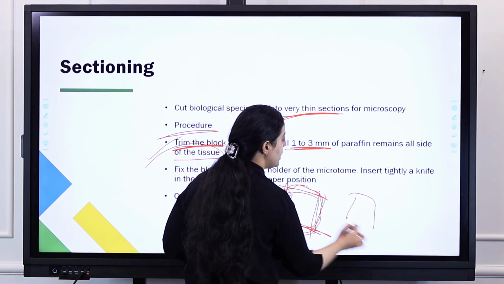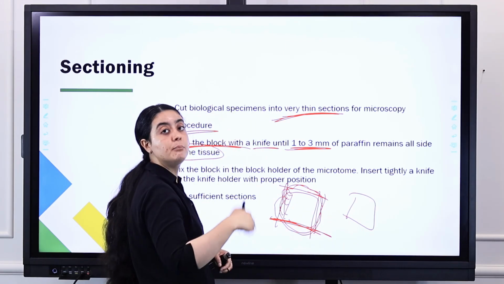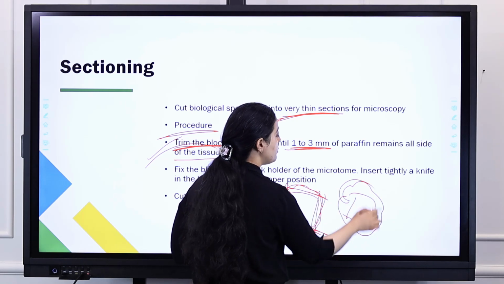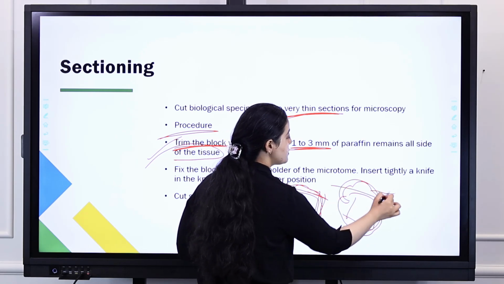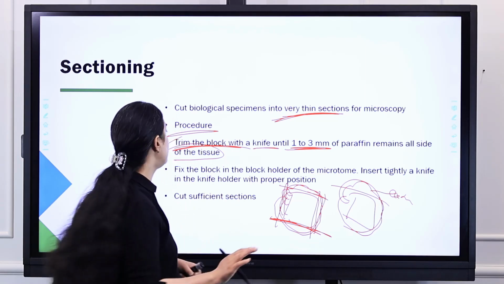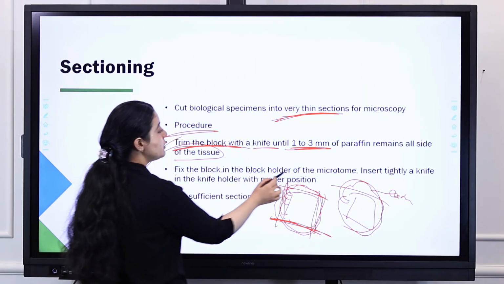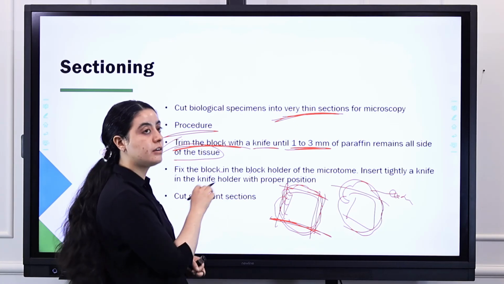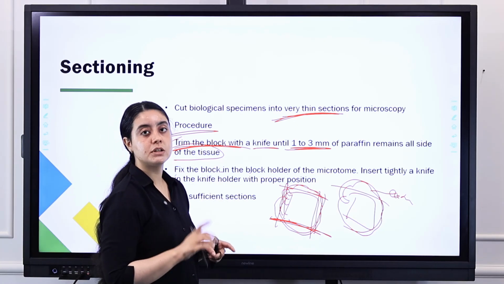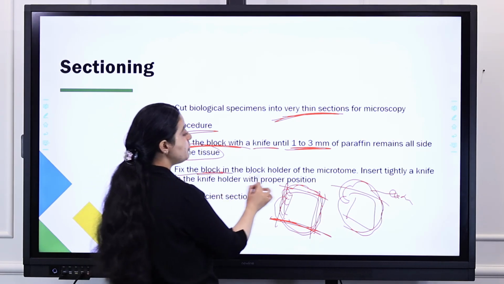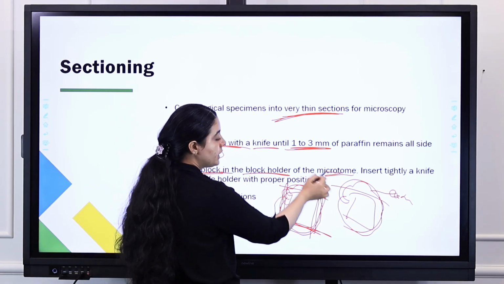This is the block, and when we put it into the melted paraffin, paraffin will take place around the block also. So this is the extra paraffin. First we have to trim all the extra paraffin around the block, then fix the block into the block holder, which I have shown you on the microtome machine. There is a holder in the microtome machine in which we have to fix our mold. So we have to fix our block into the block holder, right?